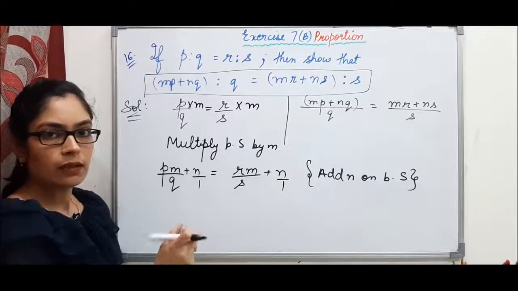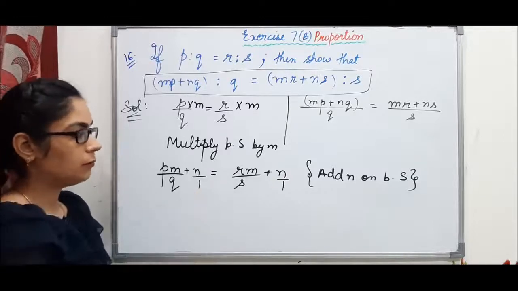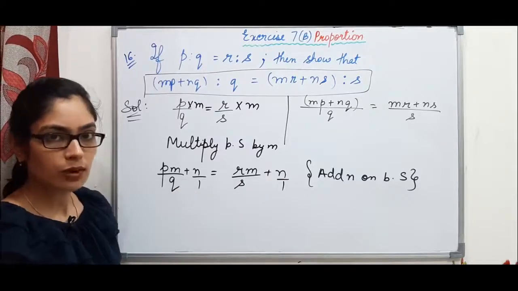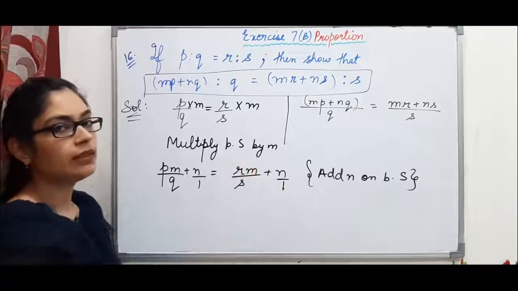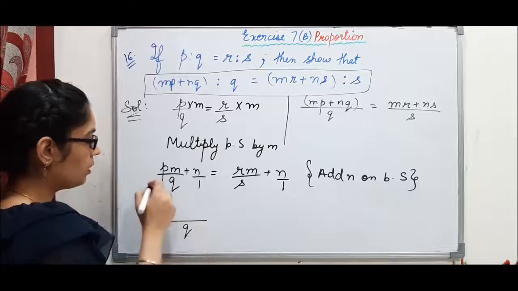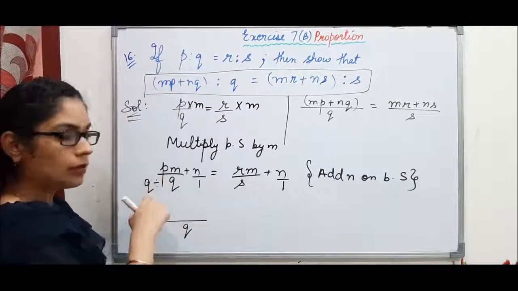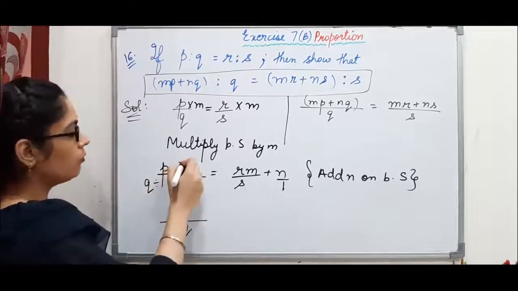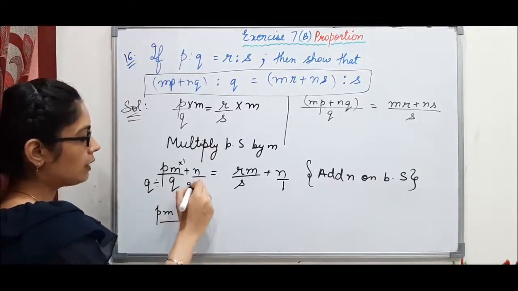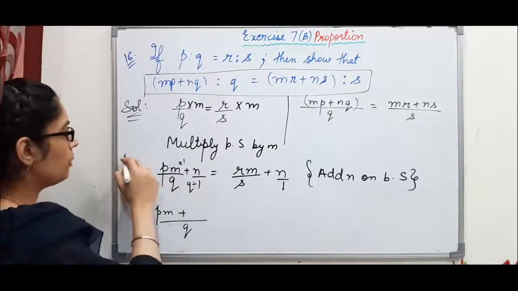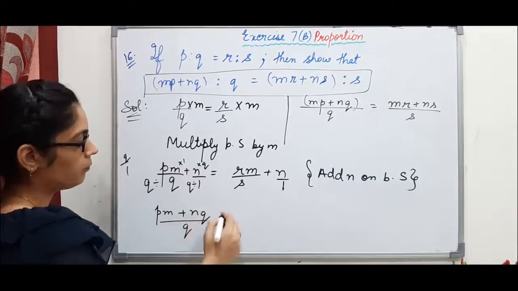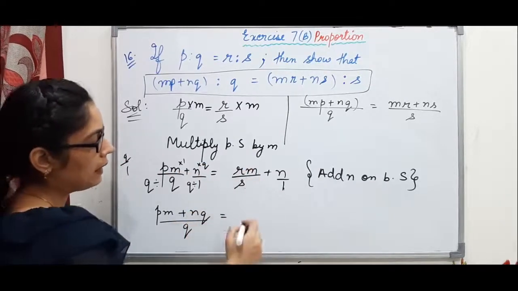So this is like addition of rational numbers. Because the denominator is not the same, we have to take the LCM, then we can add. So LCM of q and 1 will be q. LCM divided by denominator, q divided by q is 1, into pm. So pm plus again LCM divided by denominator, q by 1 is q, into n. So pm plus nq by q is equal to rm by s.